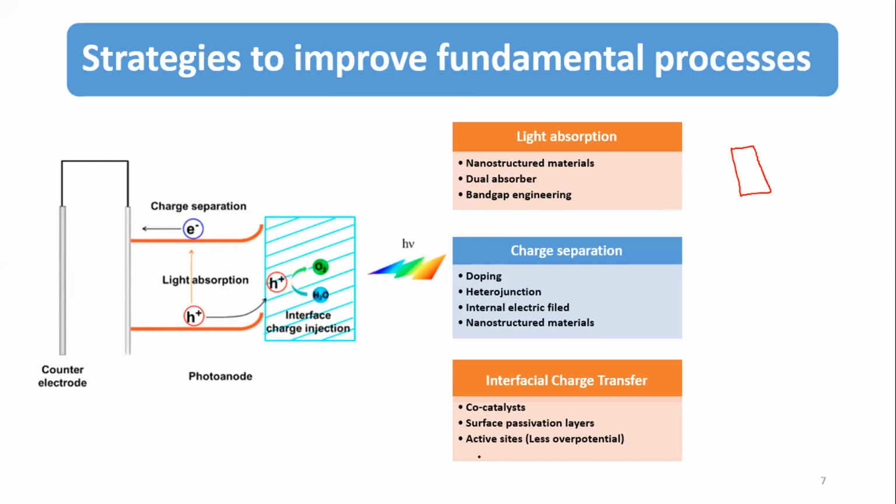Another important thing is that we need to increase the active sites. Increasing the active sites means it will also yield more products. For that, nanostructure again comes into the picture, so you increase the number of active sites. So these are some of the approaches that have been used in the literature to improve the basic process.